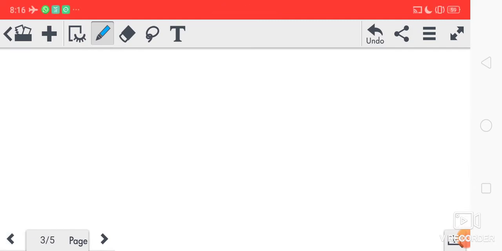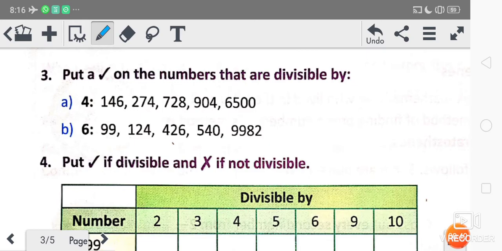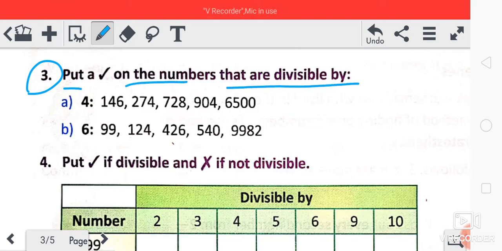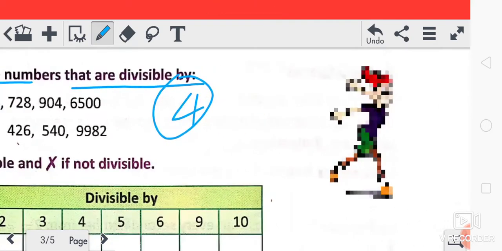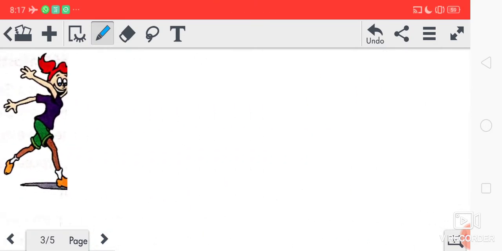Now today we are going to discuss question number 3. Okay, in question number 3 what is given? Put a tick mark on the numbers that are divisible by 4. So we have to know what is the rule for 4. A number is divisible by 4, how can we say? So what was the rule for 4?